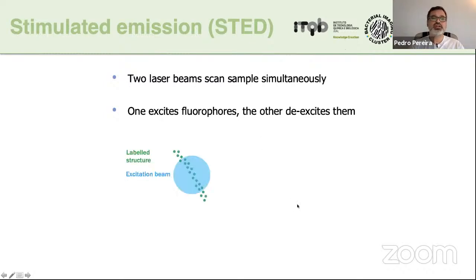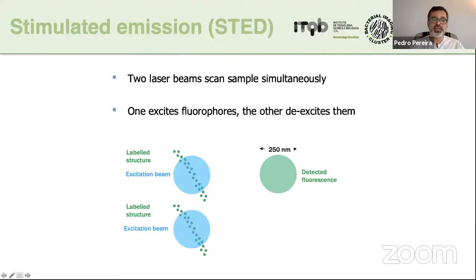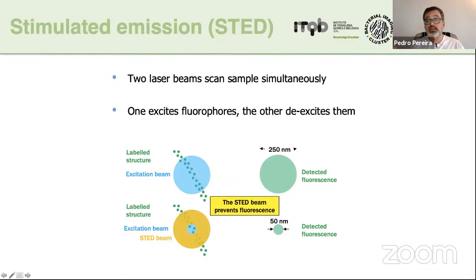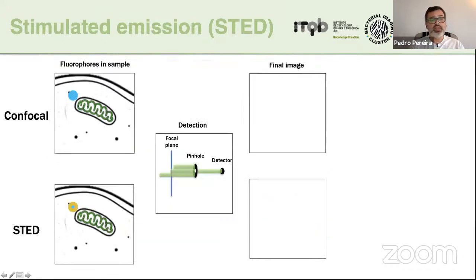Imagine you have your labeled structure, and if you're doing confocal, you have your excitation beam, and you get your detected fluorescence. Easy. If you're doing STED, however, you have the same labeled structure, the same excitation beam, but now you have a donut beam on top. And basically, the STED beam prevents fluorescence in all of this yellow area here, and only allows fluorescence in this tiny blue area here. So what this means is that in reality, the detected fluorescence is no longer 250 nanometers, it's now 50 or 10 or whatever, depends on how strong this STED beam is.